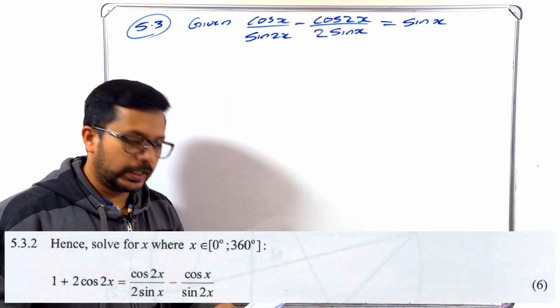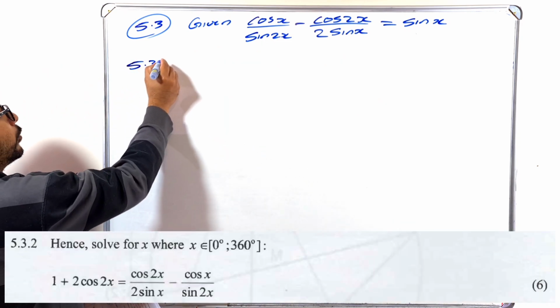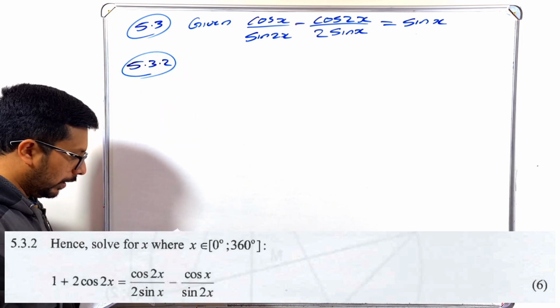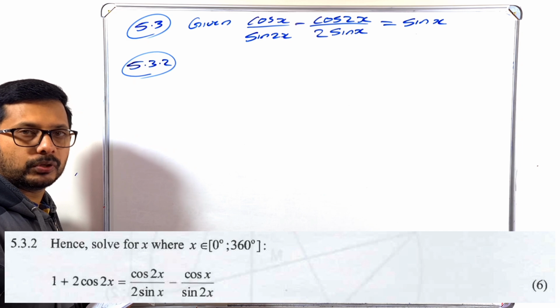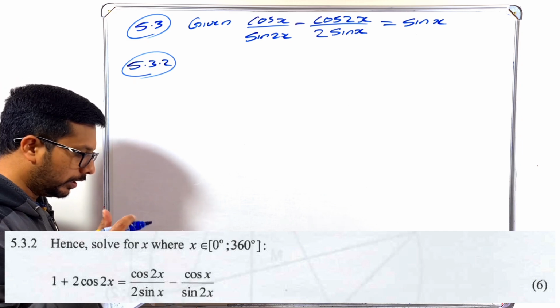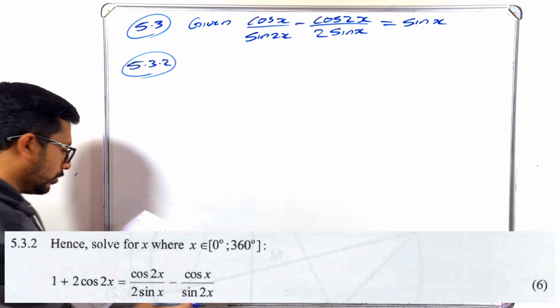Okay, let's move to the next question, question number 5.3.2. What is that question? Hence solve for x. That means you have to find the value or values of x, where x is an element of 0 to 360.